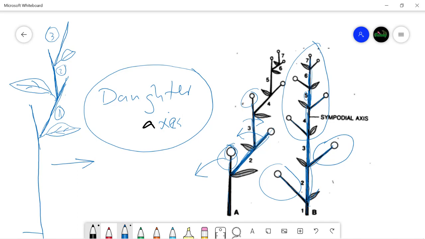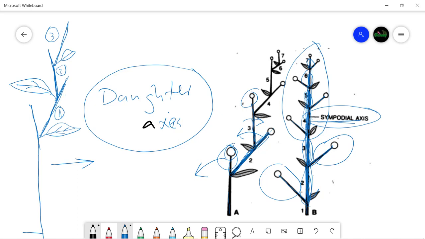That's why we have named it sympodial axis. That is, this axis is made up by the union of subsequent bases of the daughter axis. This is not single axis. Base of second, base of third, base of fourth, base of 5, base of 6, and base of 7th. So this is a composite axis. That's why we have named it sympodial.